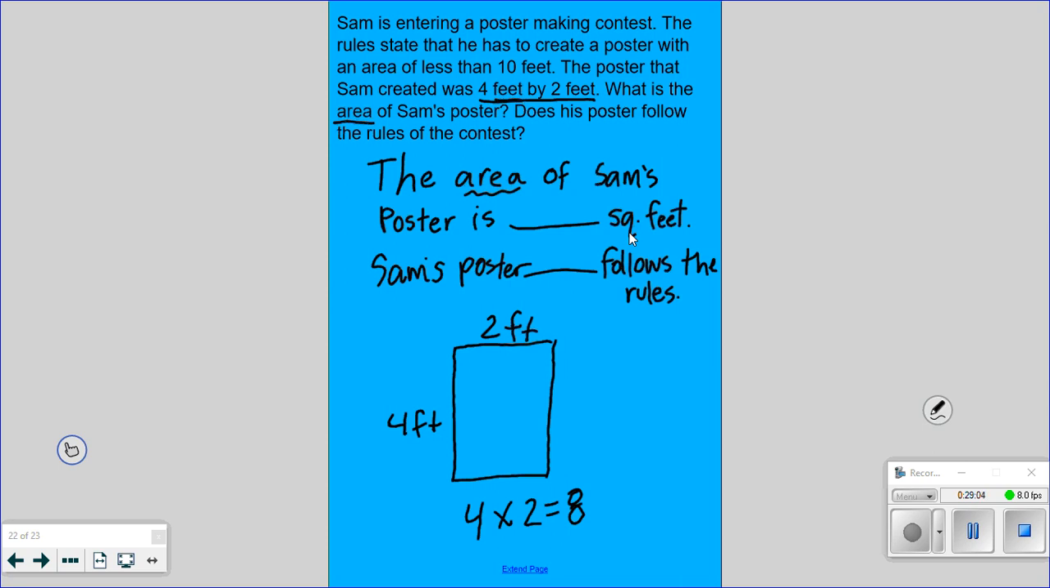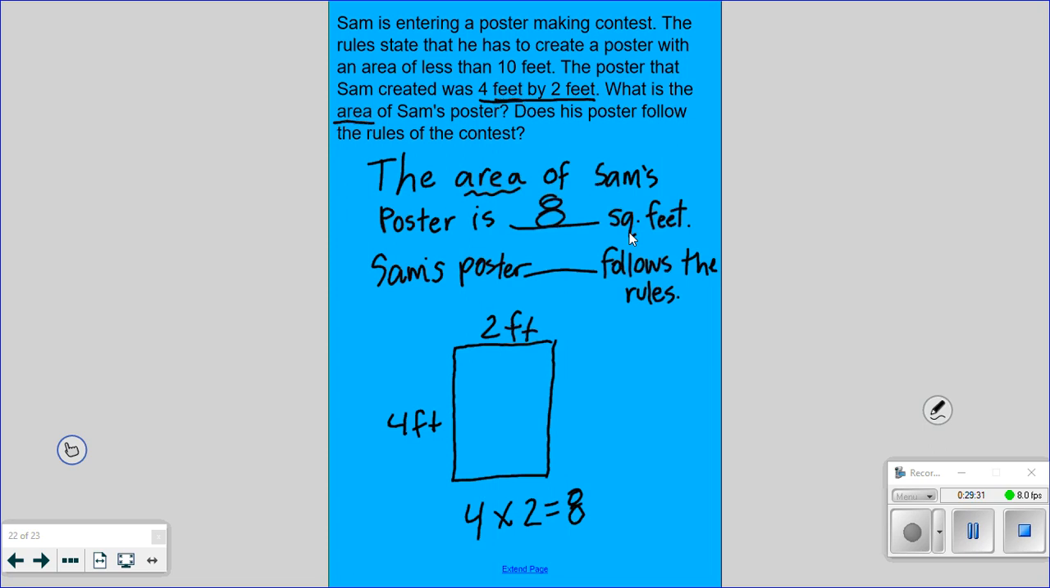Do I have enough information to fill out my answer sentence? Yeah. Lincoln, the area of Sam's poster is 8 square tiles? Not tiles, square feet. We were using feet on this one. We know that it's 8 square feet. We just did that fast array.